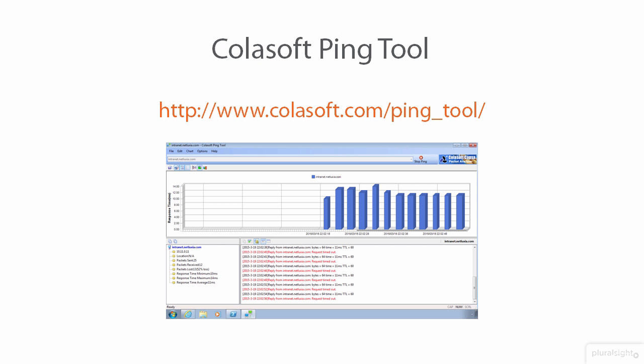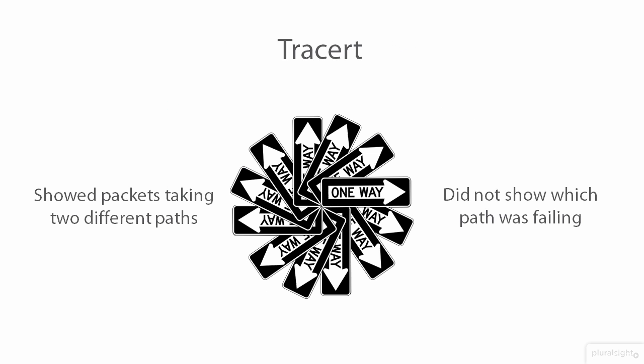After we discovered the 50% packet loss using ping tool, we ran a traceroute which showed us that the packet was taking two different paths, but it didn't tell us which path was failing. I'm not going to get into the technical details of how traceroute works, but suffice it to say that the traceroute does not always tell the whole story. What this means is that you cannot always use a traceroute output alone to conclusively determine the cause of a problem. This is one of those cases where we have to be very wary of what traceroute is telling us.